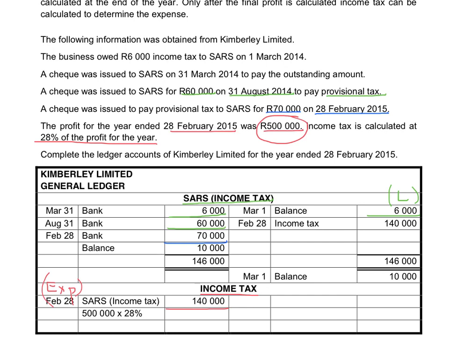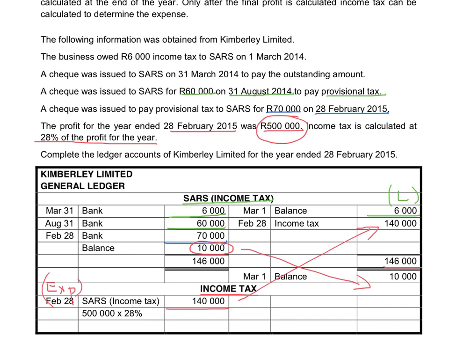To SARS. Because we owe the money to them, they are like a creditor or liability to us, so we will credit their account with the 140,000 rand. At the end of the year, you will have this outstanding amount after the account was balanced. So you will add up the credit side and see the total is 146,000. Add up the debit side, subtract it from the credit side, and determine that the credit side is 10,000 bigger than the debit side. And that balance will go down on the credit side.